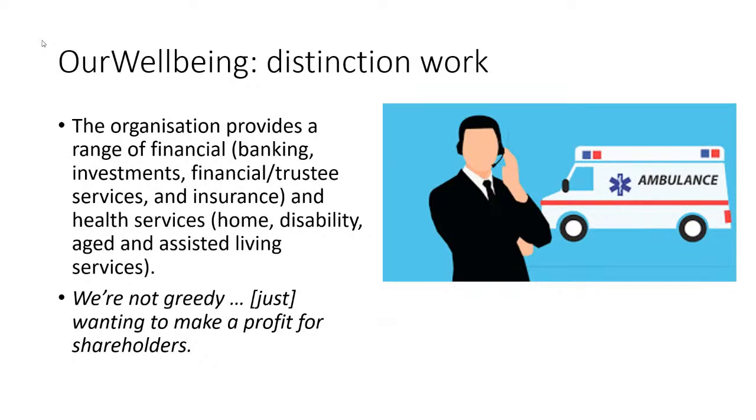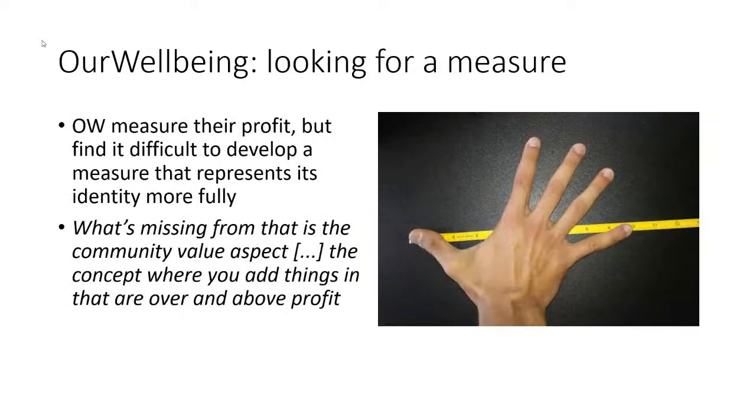Similar organization, not exactly the same. It provides financial services. Again, it used to be a credit union, but now it moves more into health services, home, disability, age, assisted living, and so on. And again, we see something very similar to what we saw in the bank. We're not greedy. We don't want to make profit just for shareholders. We don't have shareholders. We do want to make profit. Why? Because it makes us sustainable. We can do more good things. So we see the same or very similar discourse about it.